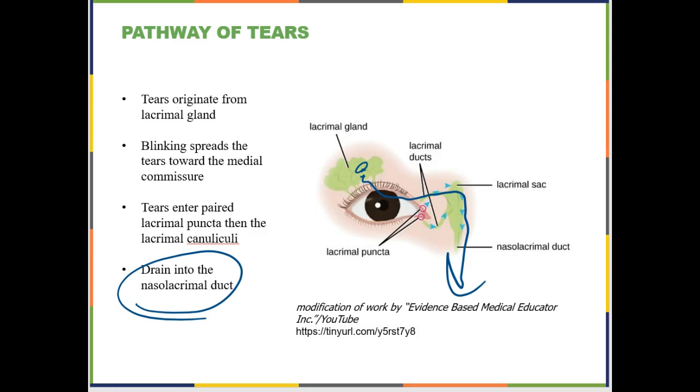And that's happening all the time. A small amount of tears is always being created and washing across the eye and draining into your nasal cavity. And if it's just a small amount, it goes down your throat and you're never aware that it's there.